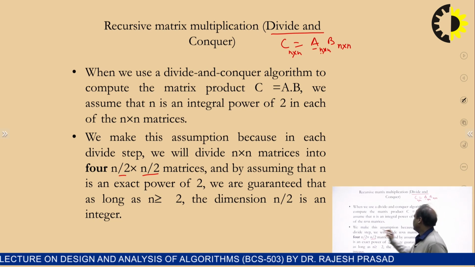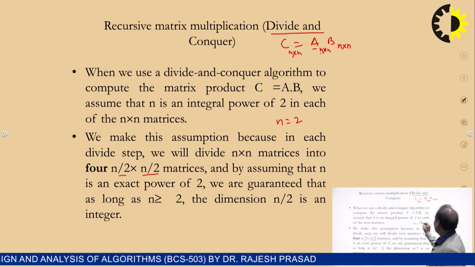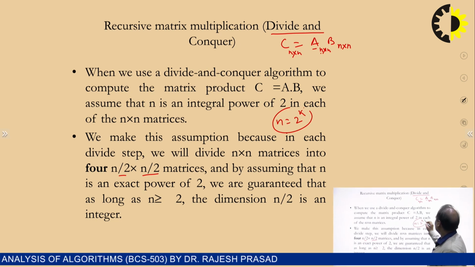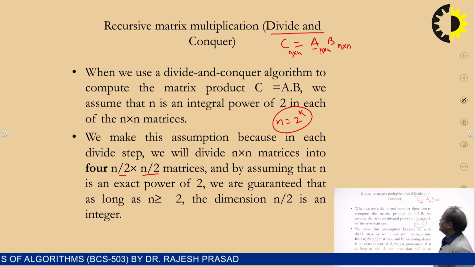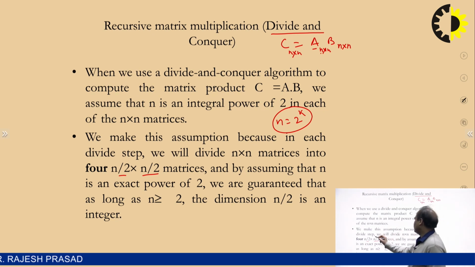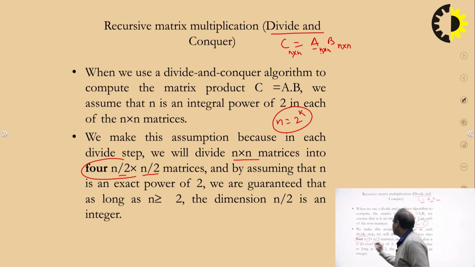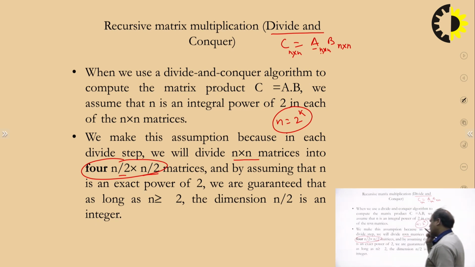We make this assumption because we are assuming that n is an integral power of 2. In this recursive multiplication, we are assuming that n is an integral power of 2, right. We make this assumption because in each step we will divide the n by n matrix into 4 matrices of n by 2 cross n by 2. This is the assumption. Let's see how it will work.